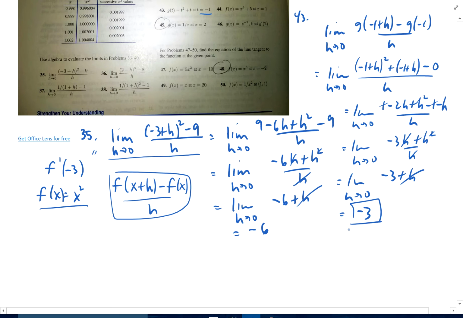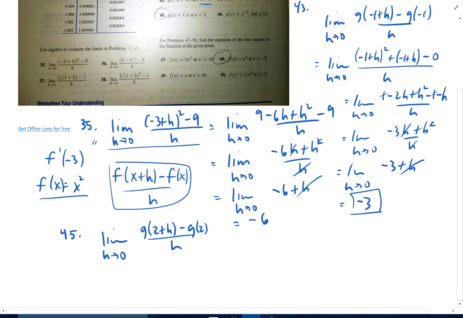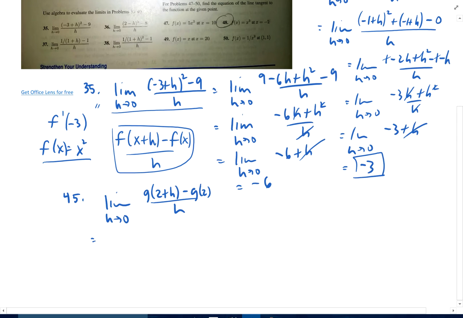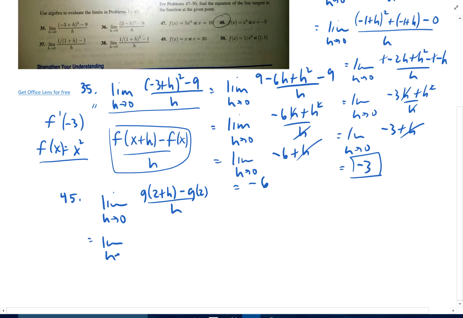45. Okay, let's see, this is the limit as h approaches 0 of g of 2 plus h minus g of 2 all over h. Okay, and g is 1 over x, right? So that's equal to the limit as h approaches 0 of 1 over 2 plus h minus 1 over 2 over h. Can't plug 0 in because I'm dividing by 0. So let's simplify this. We've got a fraction and a fraction. Let's multiply top and bottom by 1 over h.